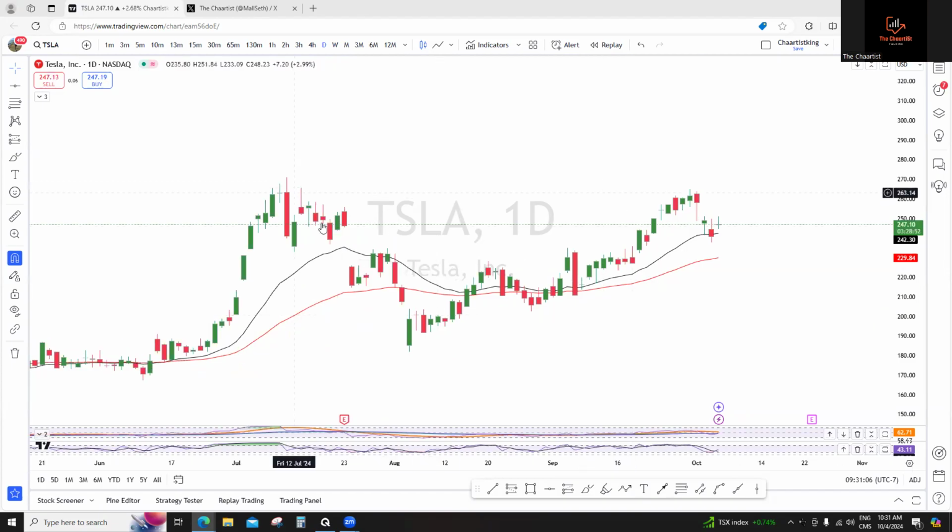I will be analyzing Tesla. I won't be analyzing, let's put it like this. I will be showing you the price action for Tesla.